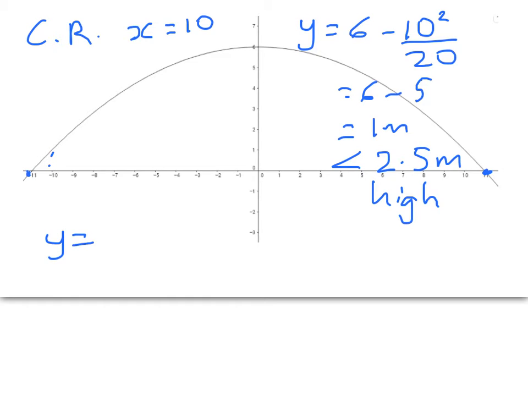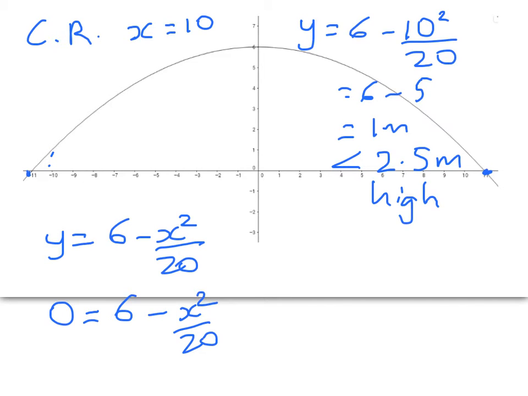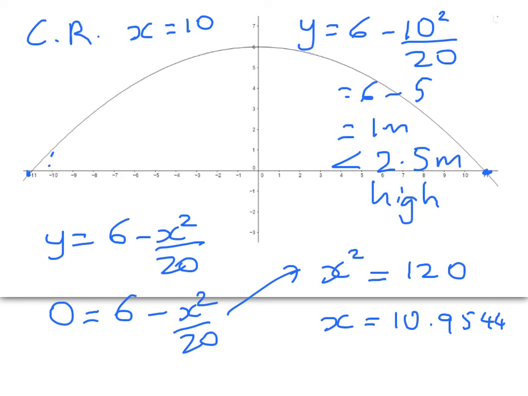Well, we've got y equals 6 minus x squared on 20. So when will the height be 0? Checking for the x-intercepts: 0 equals 6 minus x squared on 20. That gives us the condition that x squared is equal to 120. Right, and x is equal to, that works out to be what? Let's see, I think it's 10 point something. Yep, so 10.95445. So this condition is satisfied.